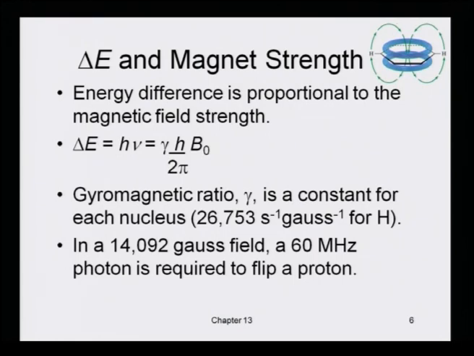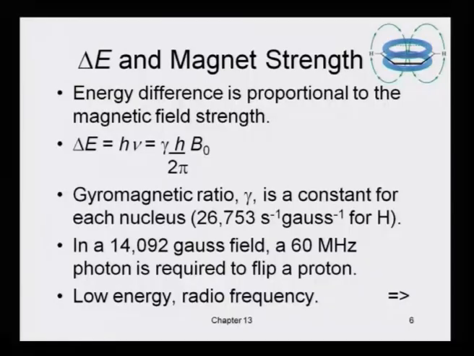Therefore, in a 14,092 Gauss field, a 60 megahertz photon is required to flip a proton. So, if the field strength is known, the radio frequency required to excite these nuclei to go from lower energy to higher energy would be in the range of 60 megahertz. So, that is the kind of requirement. Low energy radio frequencies can do the needful.